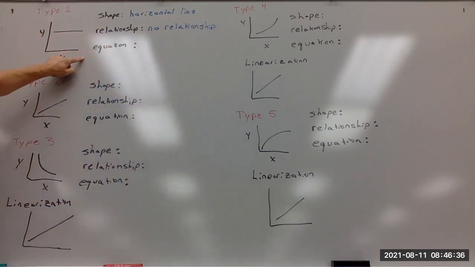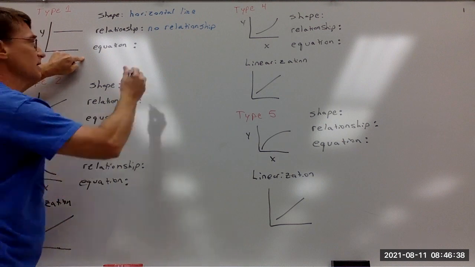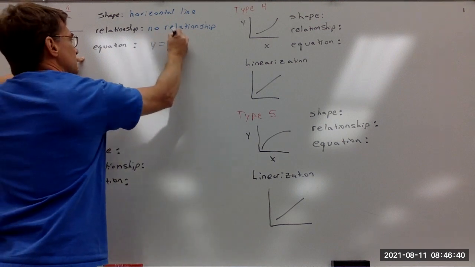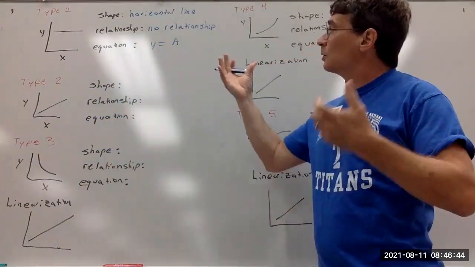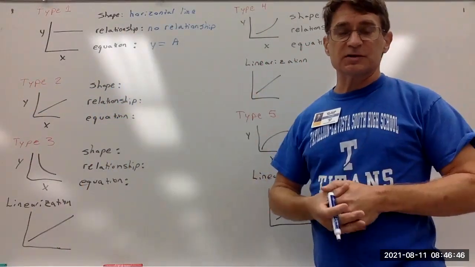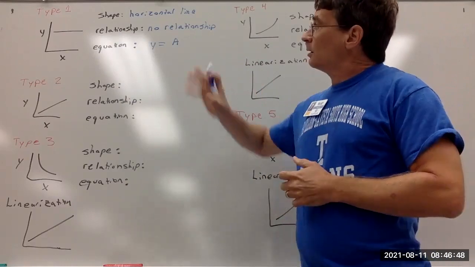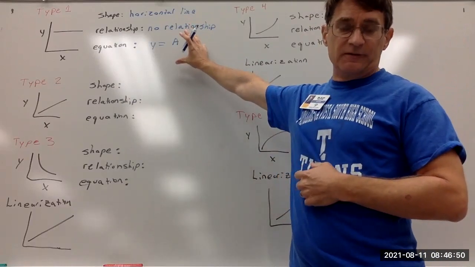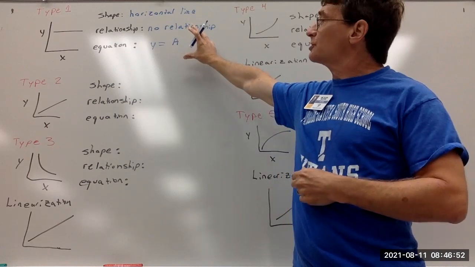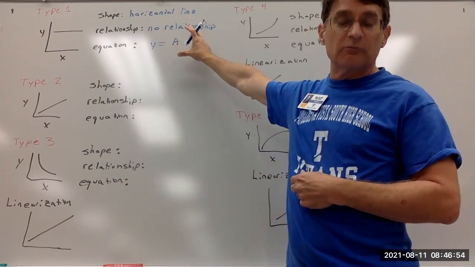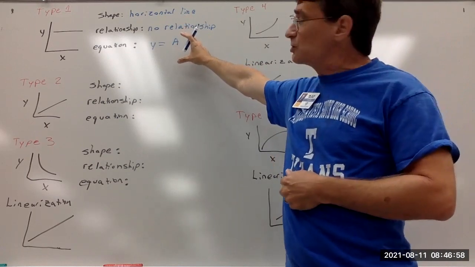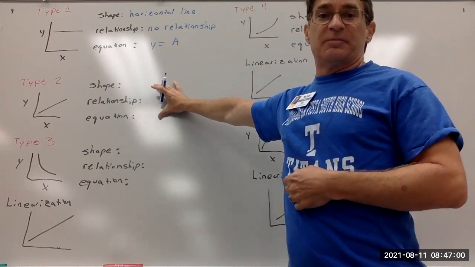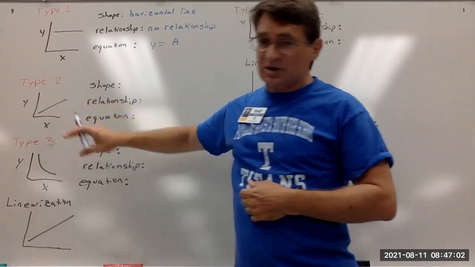The equation? Well, y has nothing to do with x, so we just say y equals a. No matter what the x is, the y is always the same. So it's just a constant in this case. We don't see that all that often. Although if we do see it, it just means, hey, x and y aren't related. These 2 variables that we've investigated are not related at all. And that's okay.